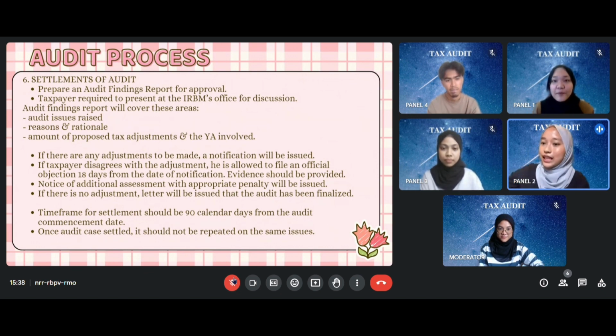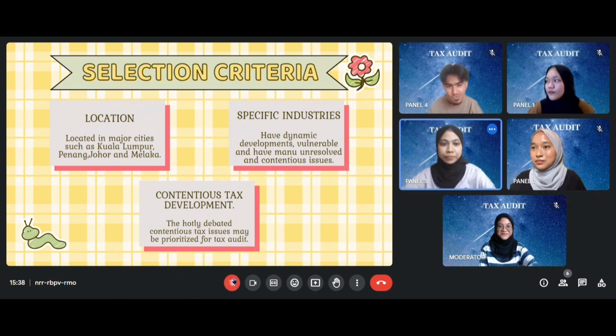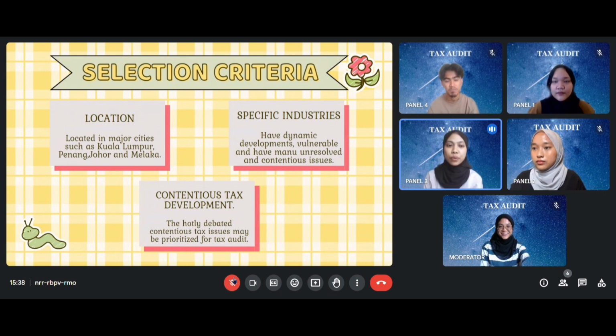That's all from me. Thank you. Thank you to Ms. Adila and Ms. Husna. Now that we have known about the process of tax audit, Ms. Farah, can you tell us about the selection criteria for tax audit? Thank you, Ms. Moderator.